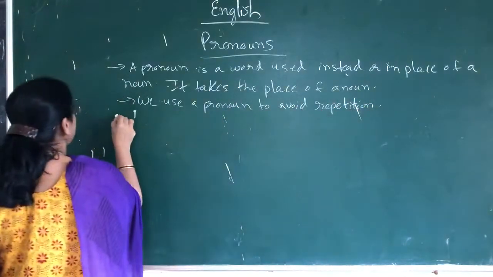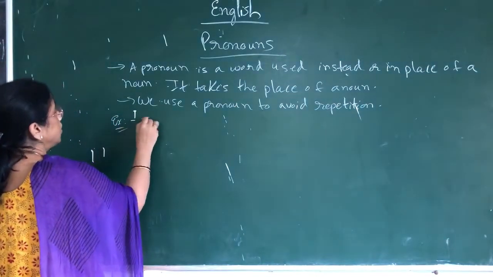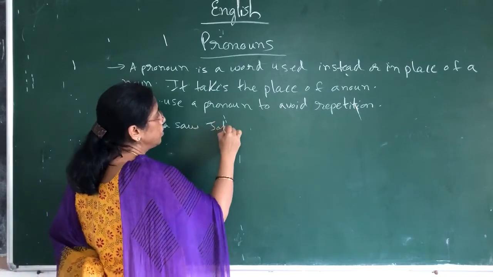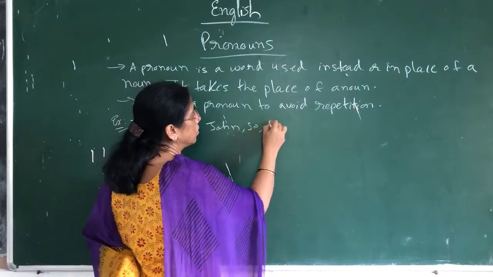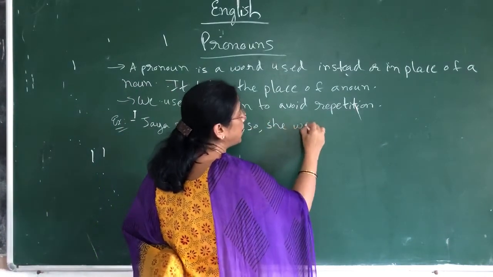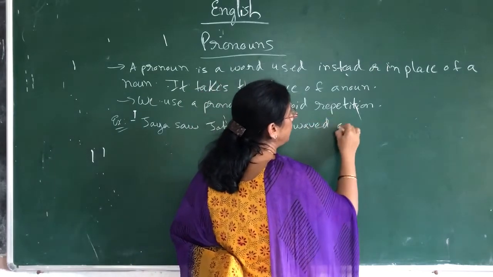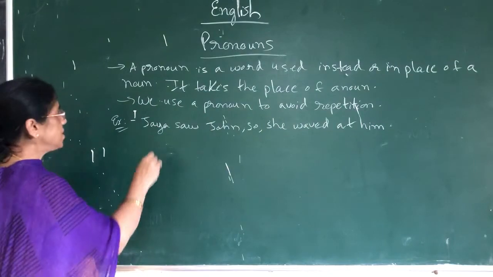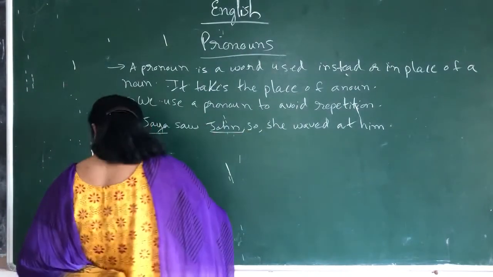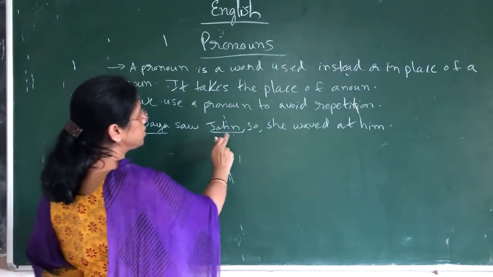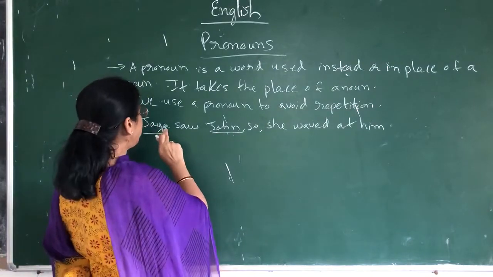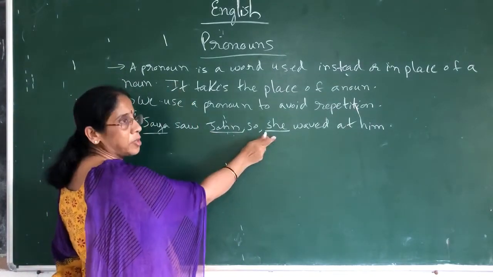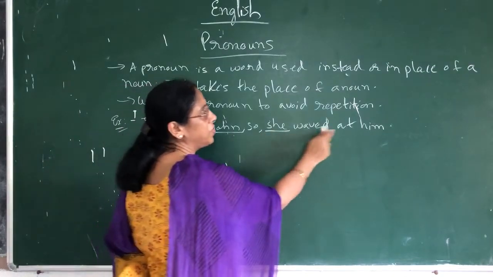Just one example I want to give. Jaya saw John, so she waved at him. She waved at him. Now what are the nouns in the sentence? Jaya and John. This is a girl's name and this is a boy's name. Now instead of Jaya, what did I use? She. I don't want to repeat the name again. I could write here, Jaya waved at John.